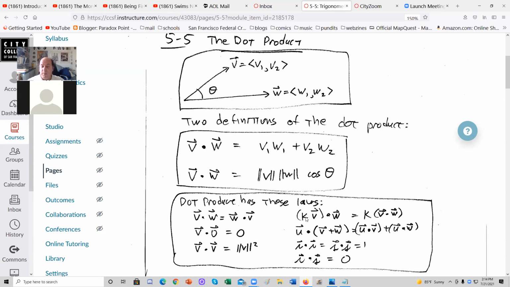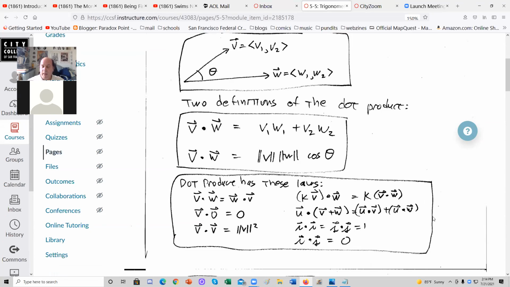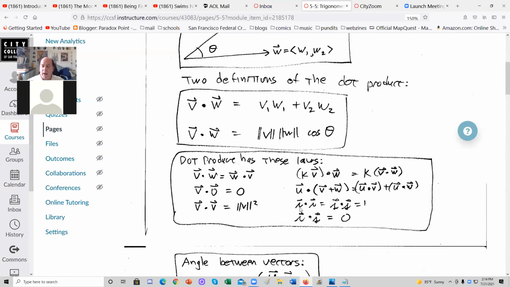If you multiply v by a constant, by a number, then kv dot w is k times v dot w. So this is a kind of associativity. There's also a kind of distribution: u dot a sum, v plus w, equals u dot v plus u dot w. Also, the i vector, unit vector in the x direction, dot itself equals 1. The j vector, unit vector in the y direction, dot itself equals 1. And i dot j equals 0. This follows from cosine of 90 degrees equals 0.